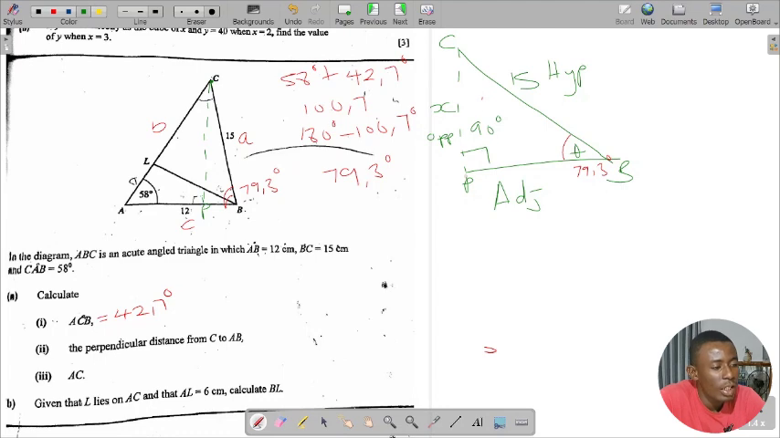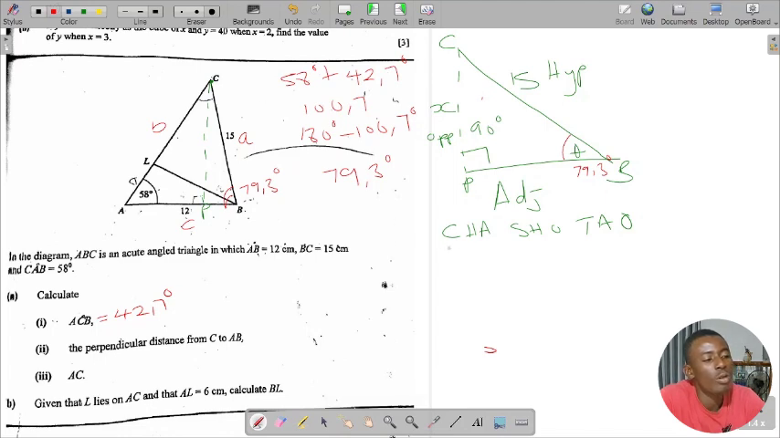So there's an acronym which is used, which is SOH CAH TOA. Some people say soccer toa, but I prefer SOH CAH TOA.